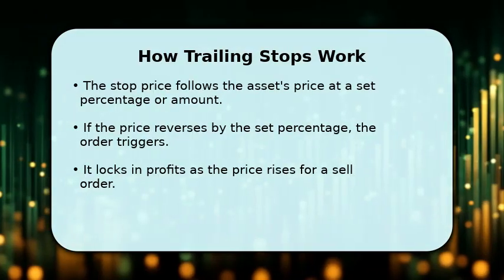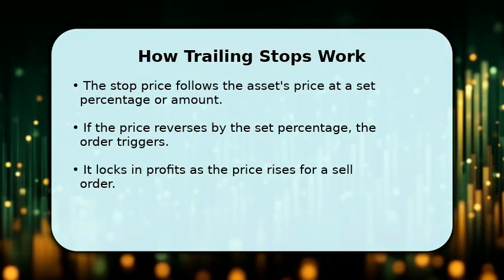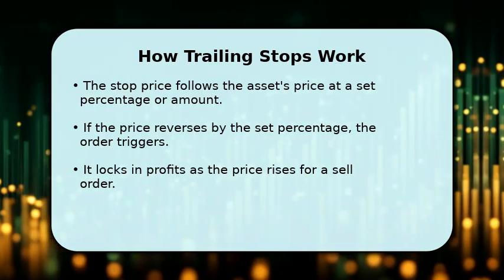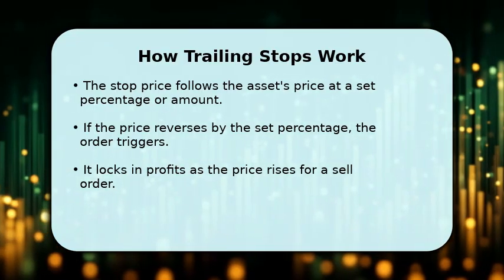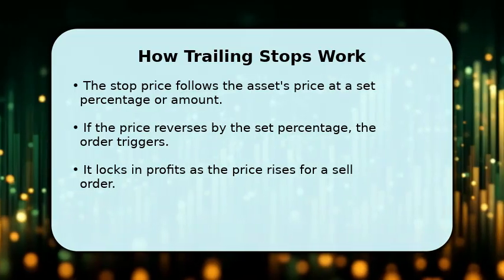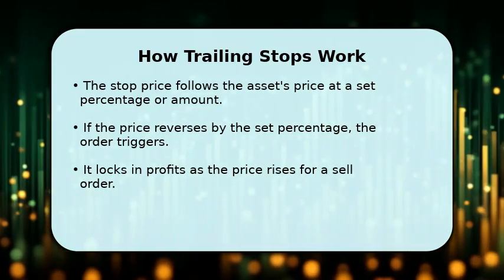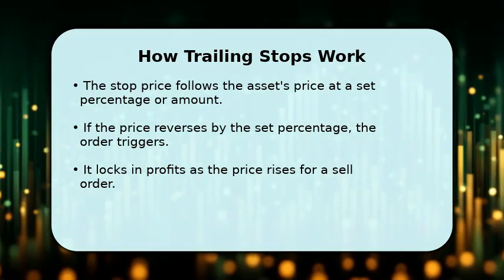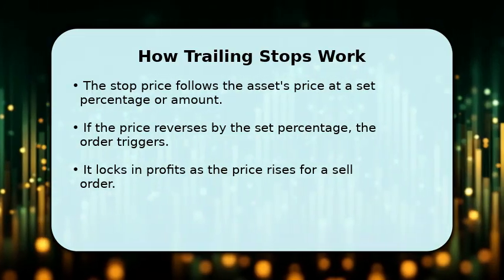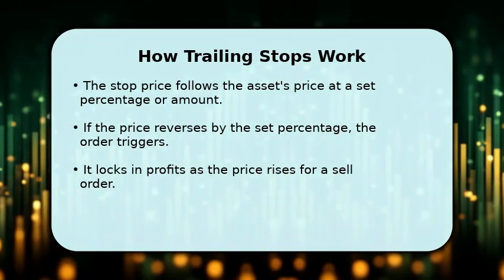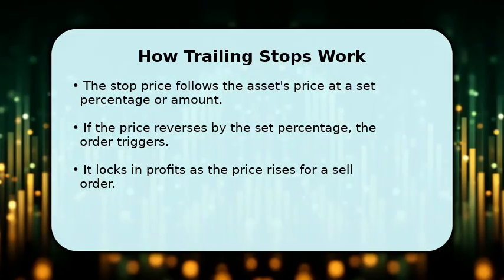A trailing stop works by setting a stop price that dynamically follows the market price at a predetermined distance, often a percentage. For a sell order, as the asset's price increases, your trailing stop price moves up with it. However, if the price drops by your specified percentage from its peak, the trailing stop triggers, placing a market or limit order to sell your assets, thus securing your accumulated profits.